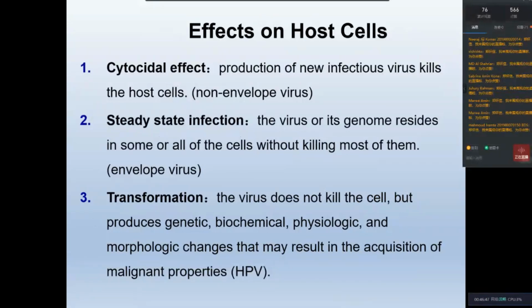Another effect is that the virus can set up steady state infection. Usually it happens with enveloped viruses. So the virus or its genome can reside in some or all of the cells without killing most of them. So this is a steady state. A third one is transformation.